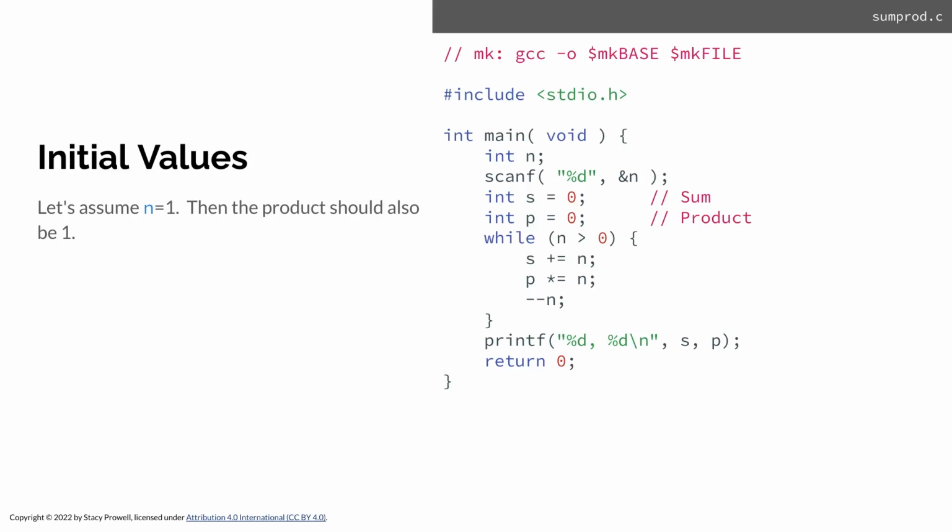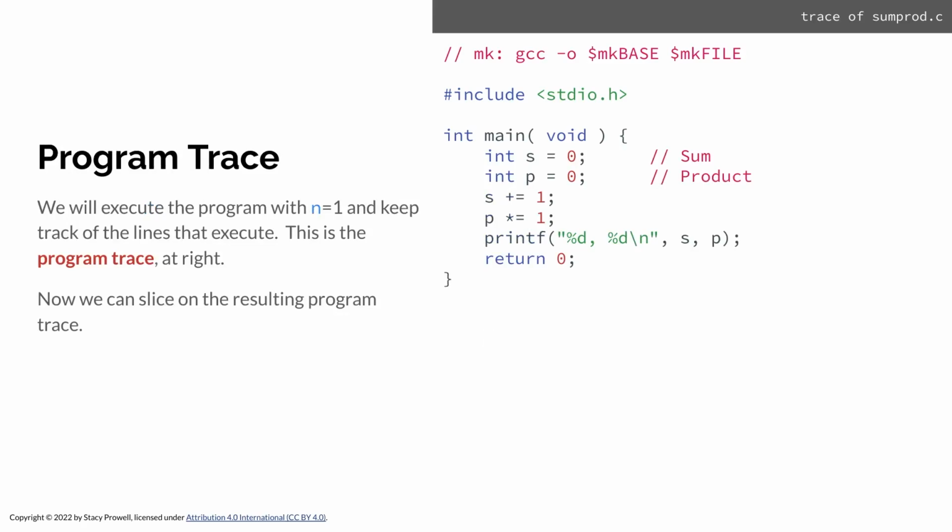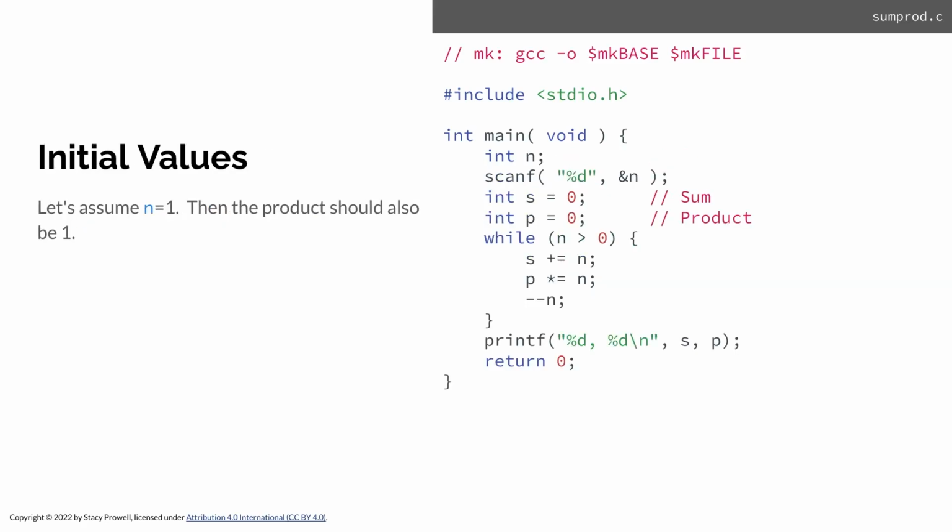So, that's great. The sum should be 1. The product should be 1. Let's go ahead and make that change. If we take the original program, this one, I can get rid of this line. I assign N equal 1, or I just keep track of the fact that N is 1. N is 1 here, so I can just substitute 1 in here. 1 is greater than 0. S plus equal 1, P times equal 1. 1 gets decremented, so now it's 0, etc.